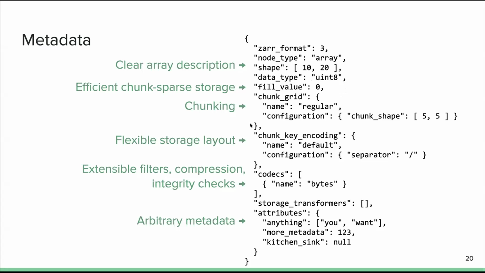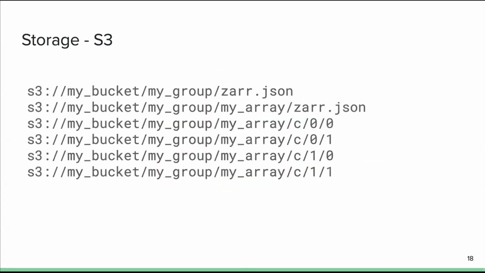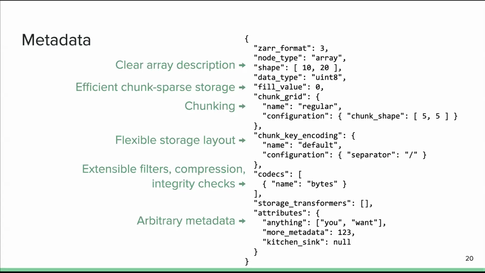We have information about the chunking. So there are other chunk grids available, but this is the one that's most common, where for a 10 by 20 array, you have chunks of 5 by 5. And then there's some more information about how the chunk key encoding works, so that this c/0/0 is not necessarily the way you have to do it, but again, by default it is, and there's not a lot of reason to change it.